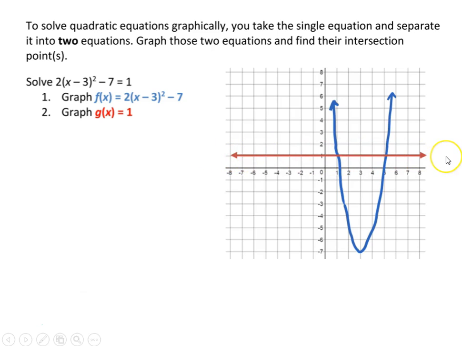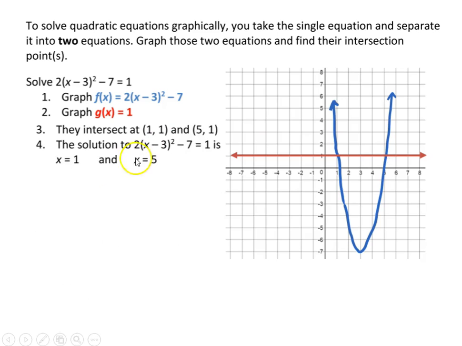We can see that these two graphs intersect at (1, 1) and (5, 1), which means the solution to this quadratic equation is x equals 1 and x equals 5. So when x is 1, this equation is equal to 1. When x is 5, this equation is equal to 1. So that's what this looks like graphically.